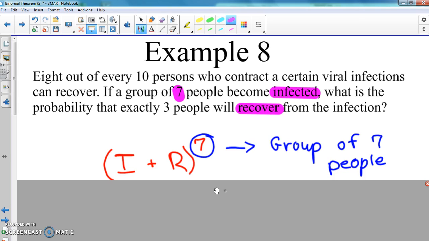But before we even set that up, we need to figure out what we are looking for. What is exactly that we're looking for? So the question says, if a group of 7 people become infected, what is the probability that exactly 3 people will recover? Exactly, not 3 or more, not 3 or less, but exactly 3 people recover. That's what we need to find out. So in other words, we're talking about where R is to the 3rd power, because that means 3 people recover. That's what we're looking for.